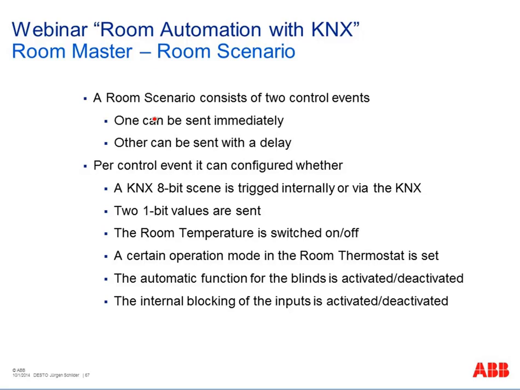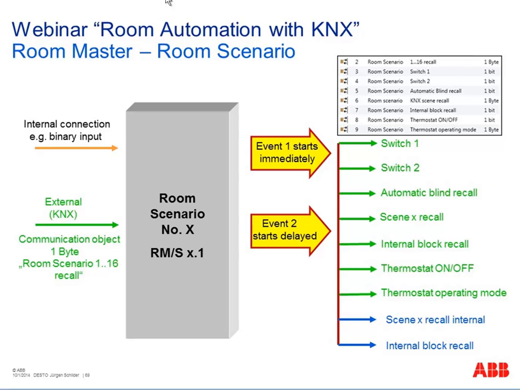So a room scenario is not only one event. We can do two events, for example. When we call such a room scenario, some new situation is called at once, immediately, and we can call another situation maybe via a time delay. So we can specify the time when we want to call another event. And when we call such an event, it sends an 8-bit telegram to the bus, different 2-bit telegrams and so on. I show it on the next slide.